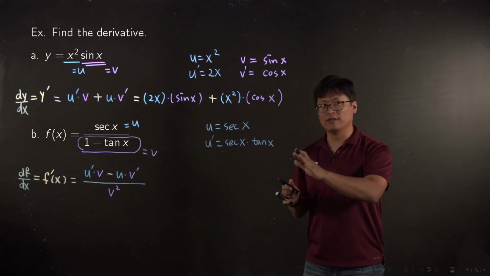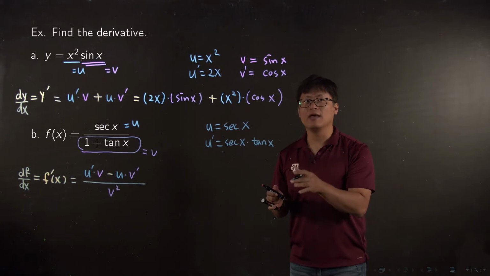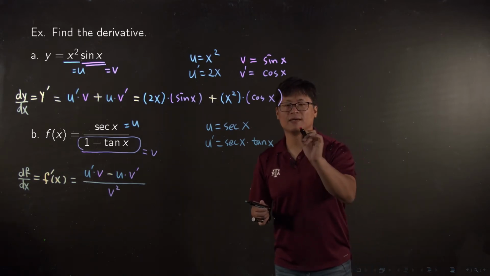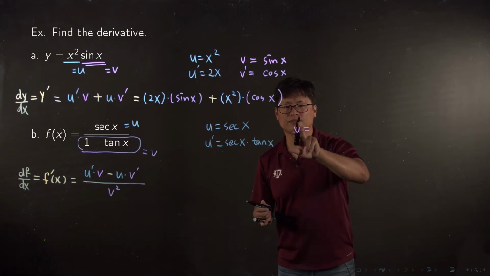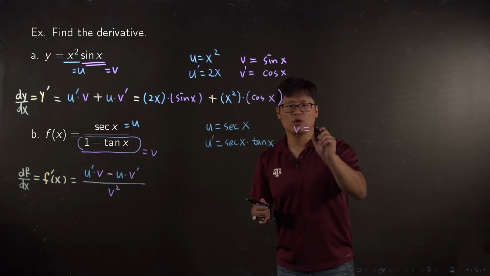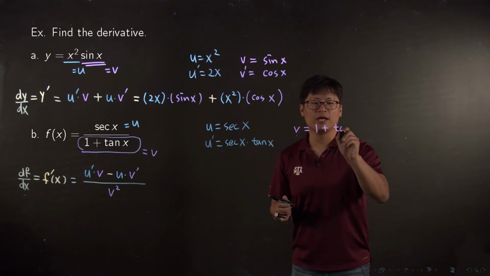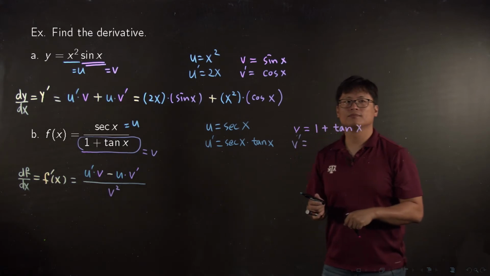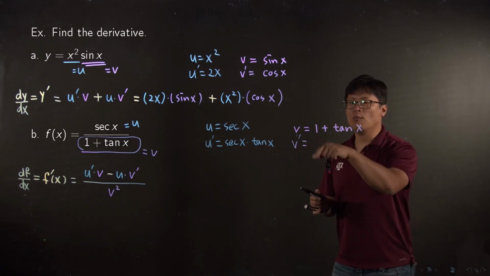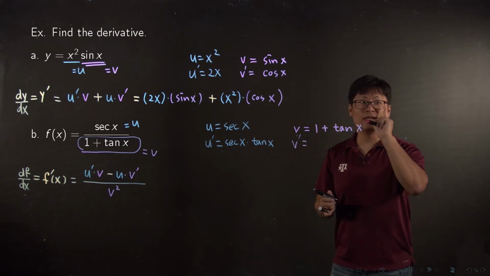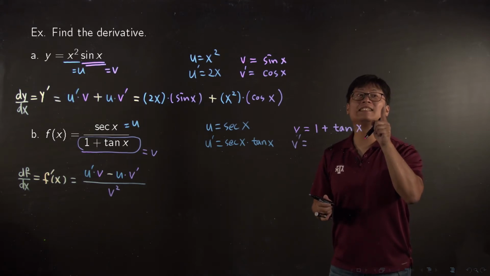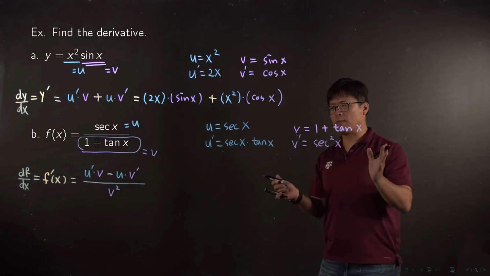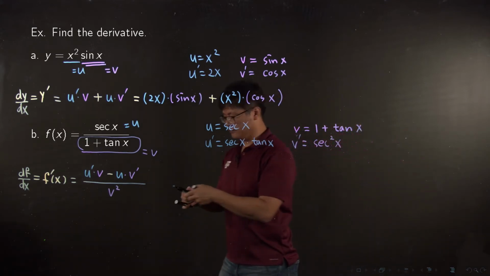Unfortunately, there's no way to find this one by hand. In the exam, you have to memorize this one. Then what about the next piece, v? It looks like u: 1 plus tangent x. Then v prime: 1 prime equals 0, and tangent x prime is secant squared of x. Now we have all 4 pieces, so let's do the puzzle. Here we go.